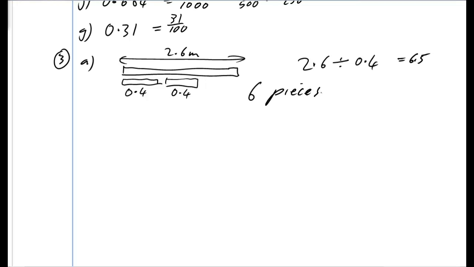And how much will be left over, the question says. How much will be left over? Well, there's going to be a half a length. So there's going to be 6 pieces with half a length left over. Now, half a length is a half of 0.4, okay, which is going to be 20 centimetres, 0.2 of a metre. So there's going to be 6 pieces of wood with 20 centimetres left over. Okay? All right, I want you to have a go at the rest of number 3 there.